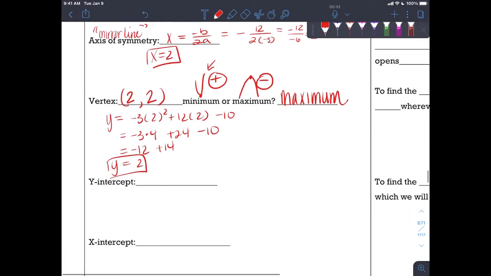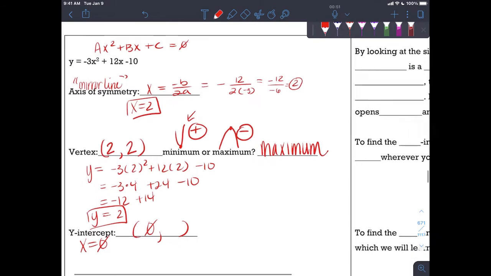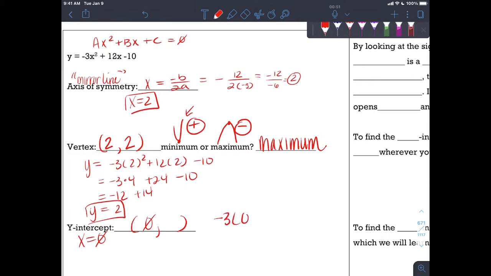Now, what about my y-intercept? Well, 99% of the time that's going to be my c value, but my y-intercept also means x equals 0. So I want to plug that in order to find my y. So I copy down my equation, negative 3 times 0 squared plus 12 times 0 minus 10. Cancel, cancel. My y-intercept is negative 10.